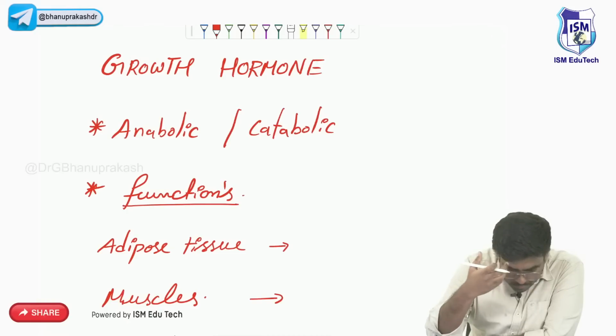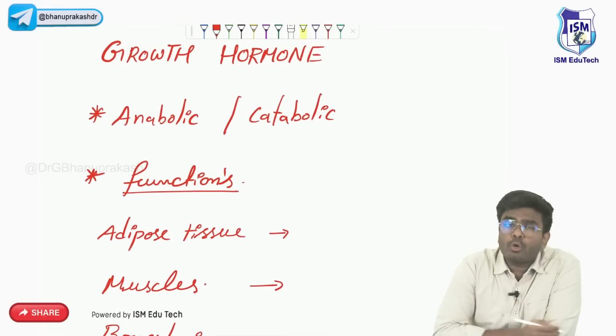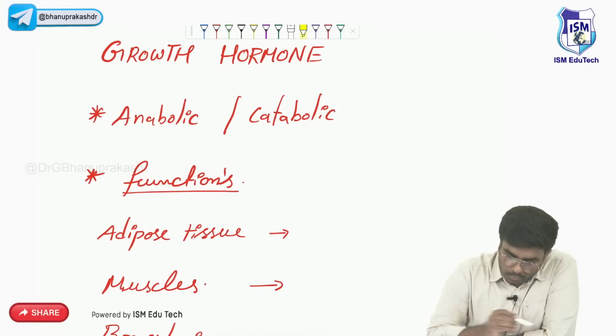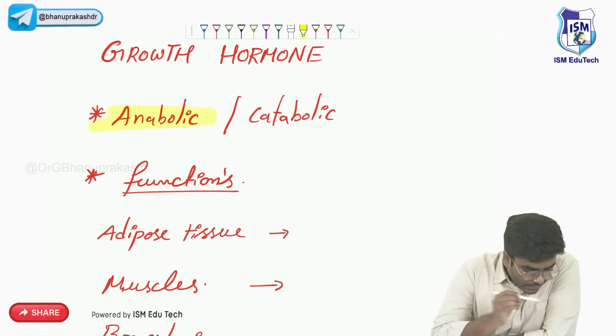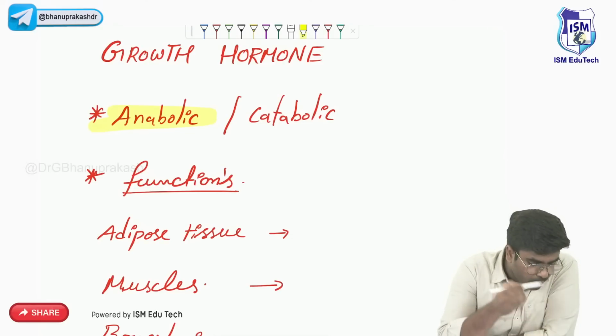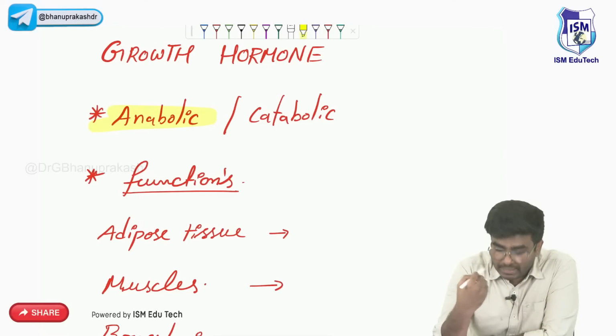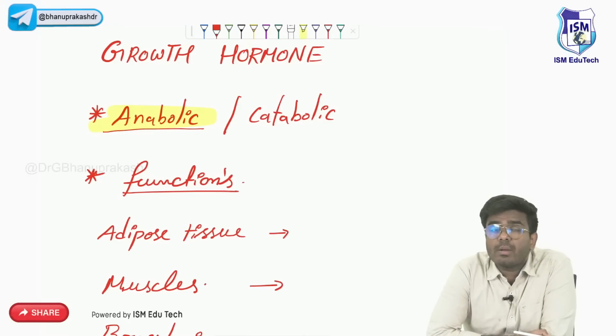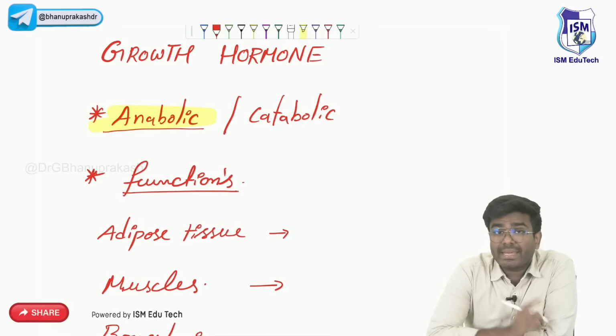Okay. Now, guys, let's discuss growth hormone. First of all, growth hormone is an example of an anabolic hormone. Okay, if you have any doubts, please put them in the chat box. I will reply to all your questions. So growth hormone is an example of which hormone, guys? Anabolic hormone. It's not a catabolic hormone.